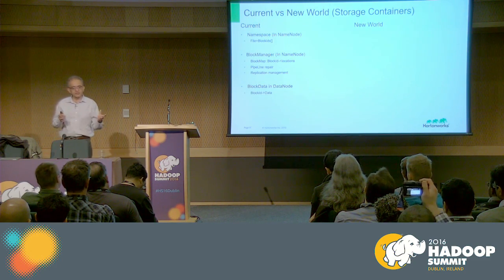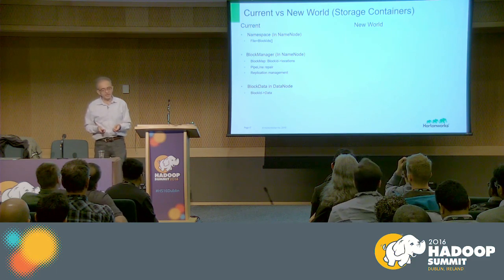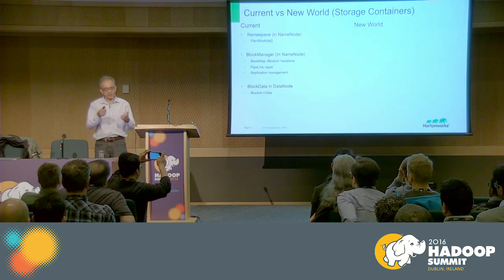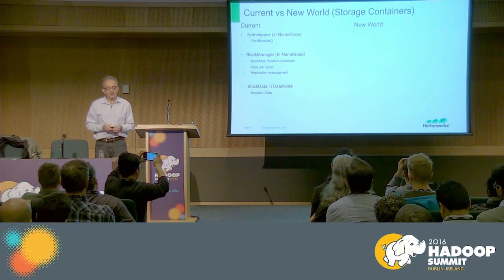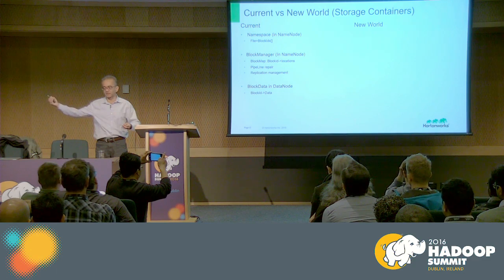So what does it look like? I'm going to show you the current world and the new world. So in the current world, I have a namespace. It's in the name node. A file is a list of block IDs. Okay, so it's an array of block IDs as I've shown. There's a block manager, which is also in the name node today. It has a block map. It says block ID to location. Location is an IP address of a data node.